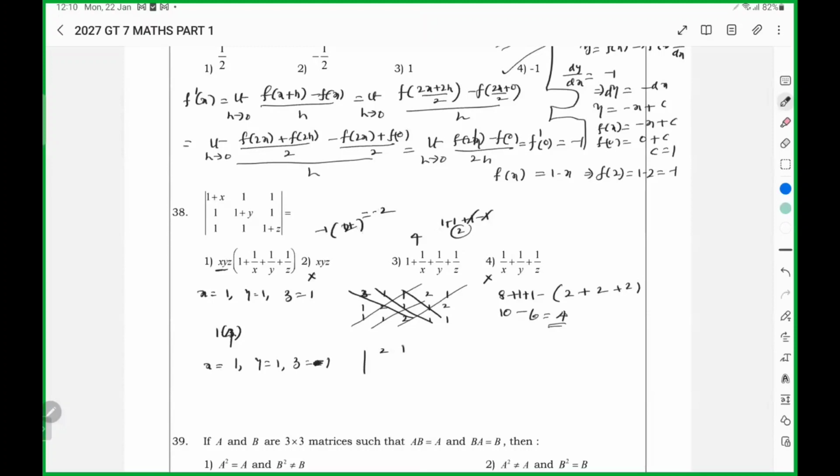So here 2, 1, 1, 1, 2, 1, 1, 1, 0. So here it is 2 into 0 minus 1, another procedure of evaluating the determinant, 1 into, so minus 2 plus 1 minus 1. So minus 2. Obviously, the first option is correct.